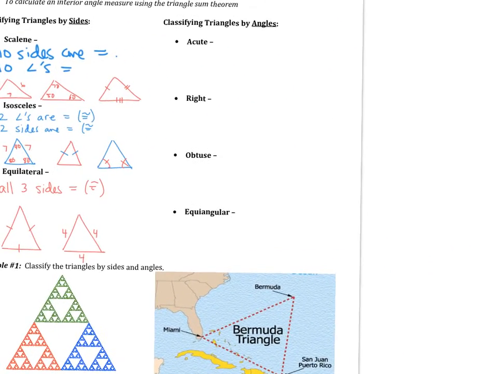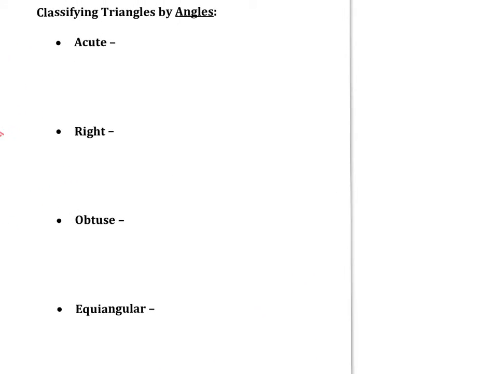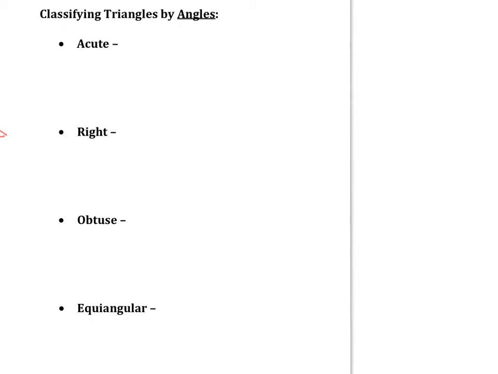Classifying triangles by angles. What's an acute triangle? Less than 90 degrees. Okay, so what do you mean? How many angles are in a triangle? 3. So are you saying just one of them is less than 90 degrees? It can be more than one. So how many altogether? All. You're saying all three are less than 90 degrees? That is correct. So all three angles are acute, or less than 90 degrees.